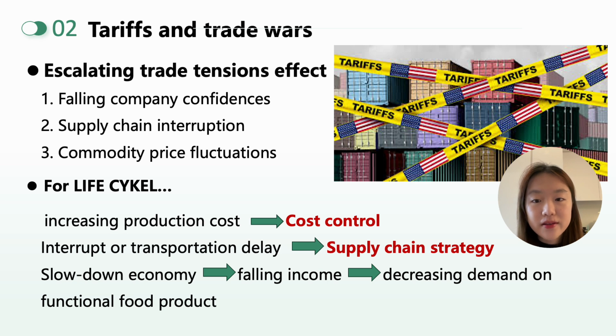For Life Cycle, these points are worth being highly focused on by executive leaders at the planning day. Firstly, the company relies on fungal raw materials and sustainable packaging. The imposition of tariffs will lead to an increase in purchasing costs. Besides, the instability of the global supply chain may delay or interrupt transportation. Furthermore, increasingly global trade tension will cause a slowdown in the economy. People's income will also be affected, so that people will not be willing to spend on functional food products. It will pose a challenge to the market sales of Life Cycle.